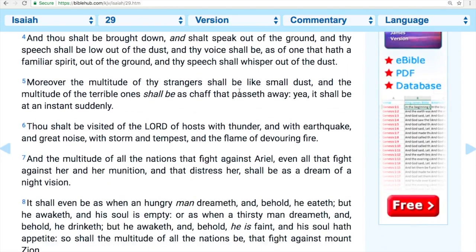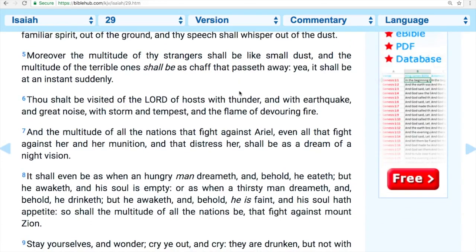And it goes on to say in verse 7, and the multitude of all the nations that fight against Jerusalem, even all that fight against her and her munition, and that distress her, shall be as a dream of a night vision. And the reason here is because he is Jerusalem, the Jewish, and all that follow after the Jewish, whether it be Christians or Islam that rule the world. Their God is Yaldabaoth, and he's the God of this world. So he invests them with power to bring about the order, the matrix.